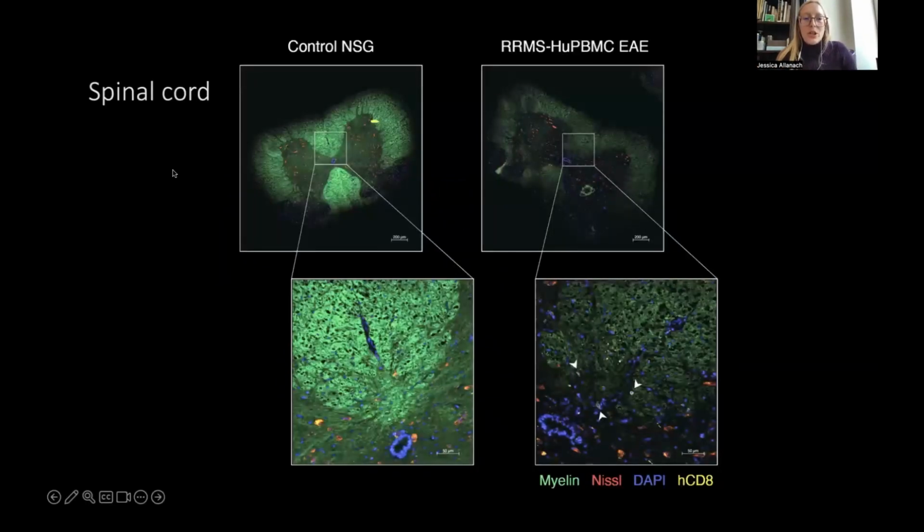We also took a closer look at the spinal cord. Here on the left, we have an NSG mouse that was non-grafted with immune cells. You can see the myelin staining in green. NeuroTrace is a neuron marker for RNA, then DAPI, and human CD8, so these yellow cells here. And in mice that we give PBMCs to and induce EAE, there is a specific recruitment of human CD8 T cells into the area where there is this loss of green myelin staining.